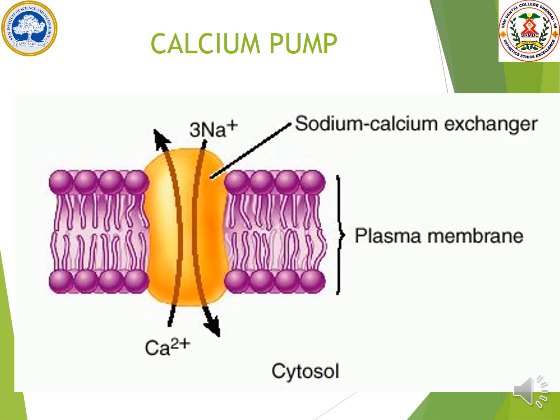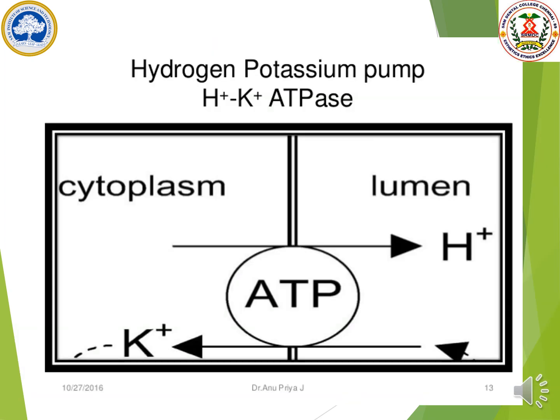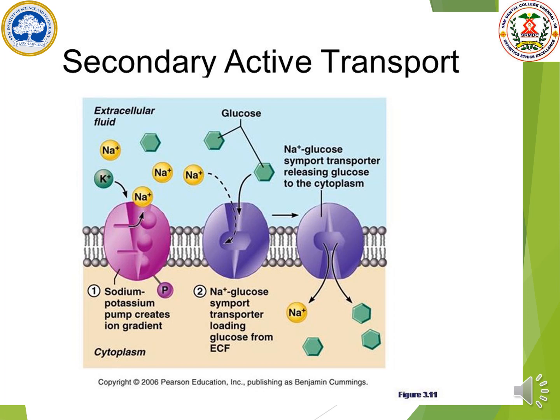Next is the calcium pump. When 3 sodiums come inside, the calcium goes outside. The sodium calcium exchanger occurs mainly in the plasma membrane. Next is the hydrogen potassium pump, where the hydrogen comes inside and the potassium goes out with the help of ATP. Next is secondary active transport. As I said already, with the help of the already utilized ATP, the other transportations will occur.